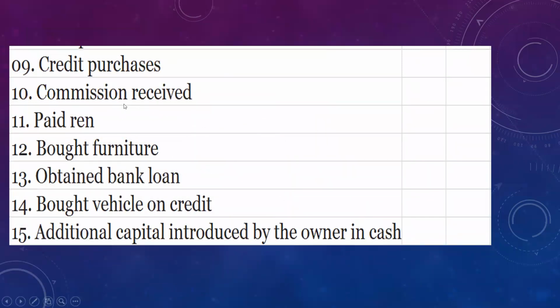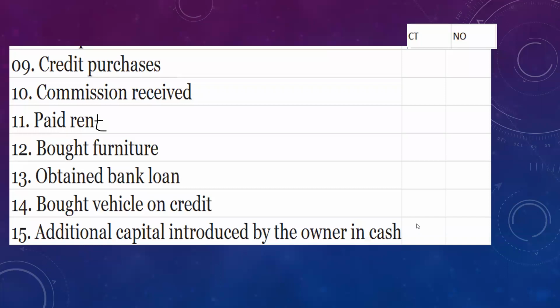Tell me whether it is a cash transaction or not. Write it quickly, 9 to 15. Number 9, credit purchase, no. Check your answers. Number 10, commission received, yes. Number 11, paid rent, yes, it's a cash transaction.